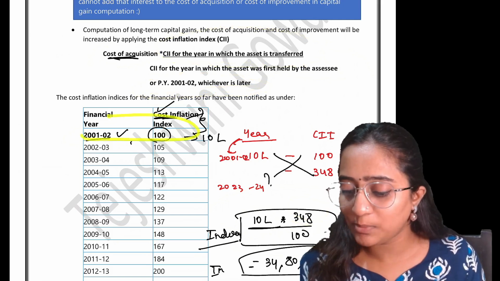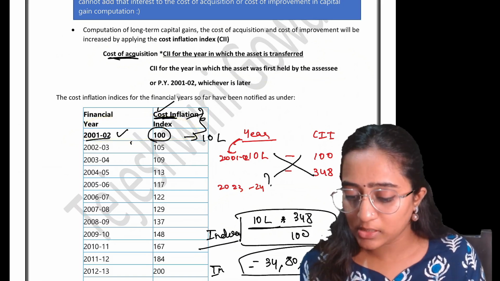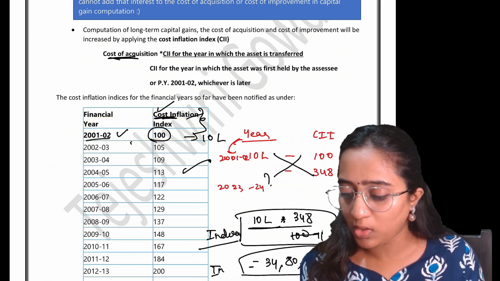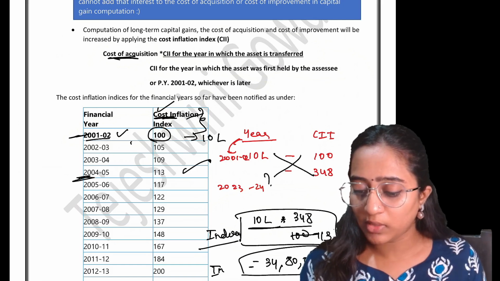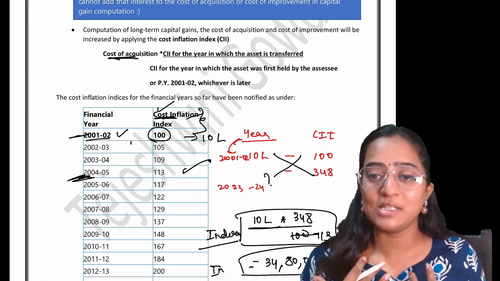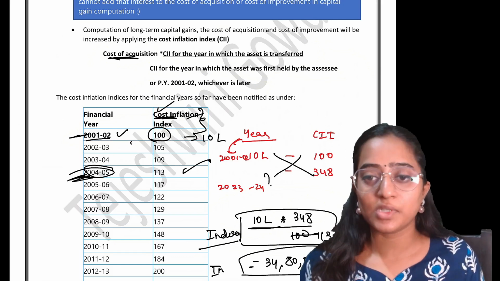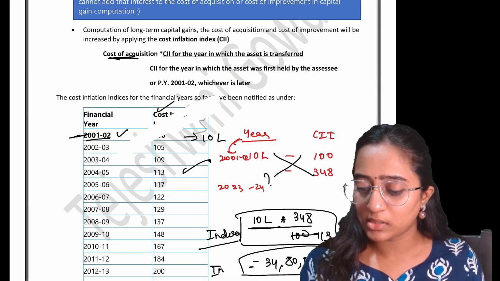The year of purchase in my case was the same, so I've considered it. Suppose I purchased in 2004-05, this would have been 113 or 100, whichever is later. Which year is later? 2001-02 or 2004-05? 2004-05 is the latest one, no? So you are going to consider 2004-05 as the latest one. You are going to consider the CII.